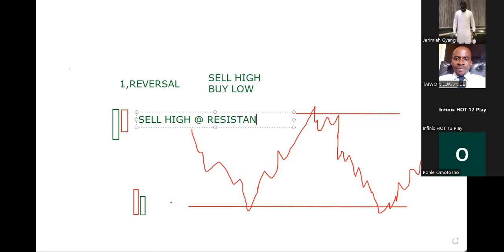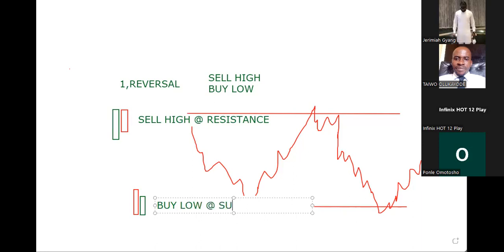See it? And then the one I've drawn below is that of the support, which is also the same thing as buy low, and also the same thing as buying at support. That's just the basic knowledge of trading reversal.